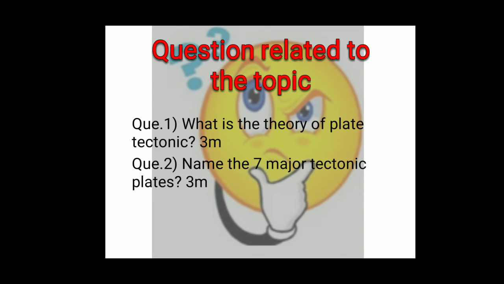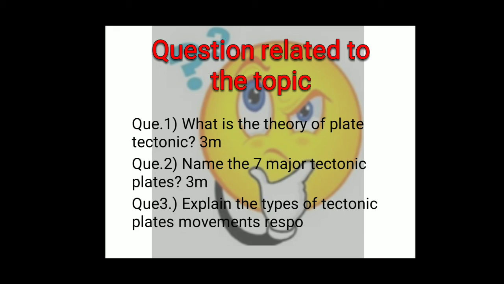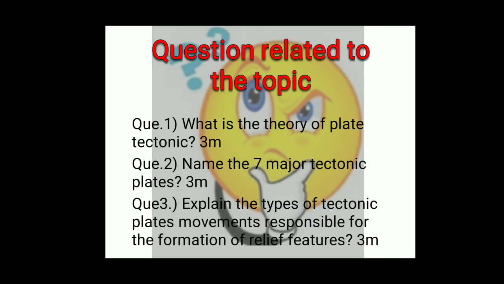Then the next question: name the seven major tectonic plates that we have already discussed through the map of the world. Then question 3: explain the types of tectonic plate movements responsible for the formation of relief features. In this, you will write the first, convergent boundary, second, divergent boundary, and transform boundary definitions. So this is how you will complete the question and answer with the help of your NCERT book.